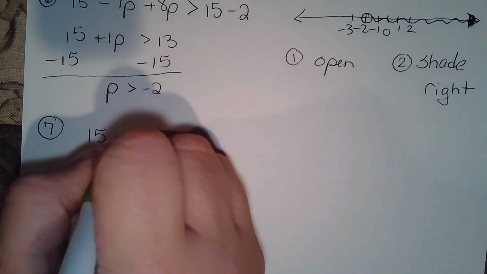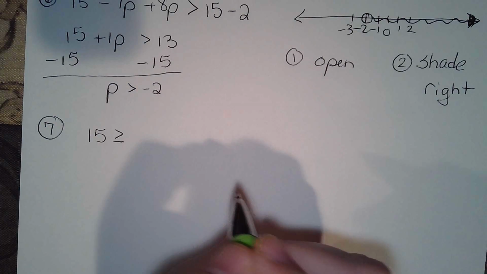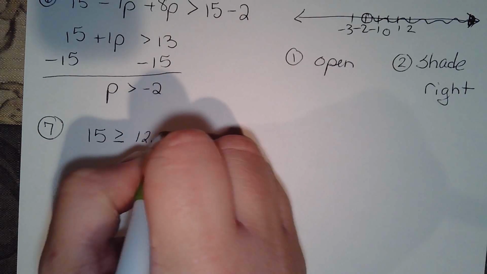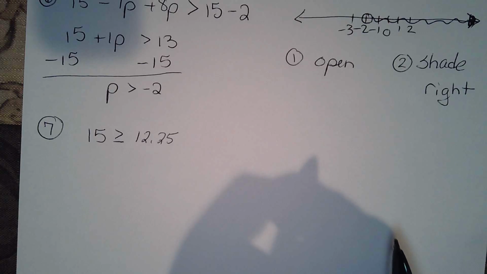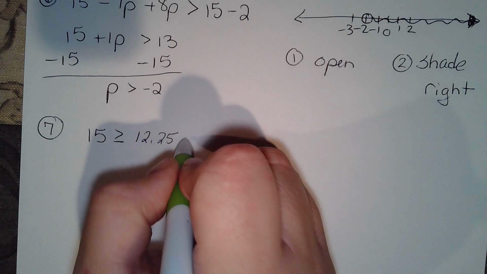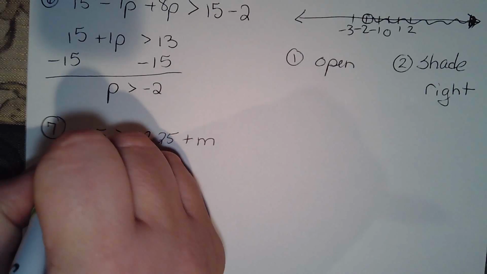So it is greater than or equal to, because that's the max amount I can spend because that's all I have with me. We've already spent $12.25. How much more can we buy is what we're asking, and they're using M as the variable. So it's just plus M. Now, that's my part A. My part B says, now take and solve it.